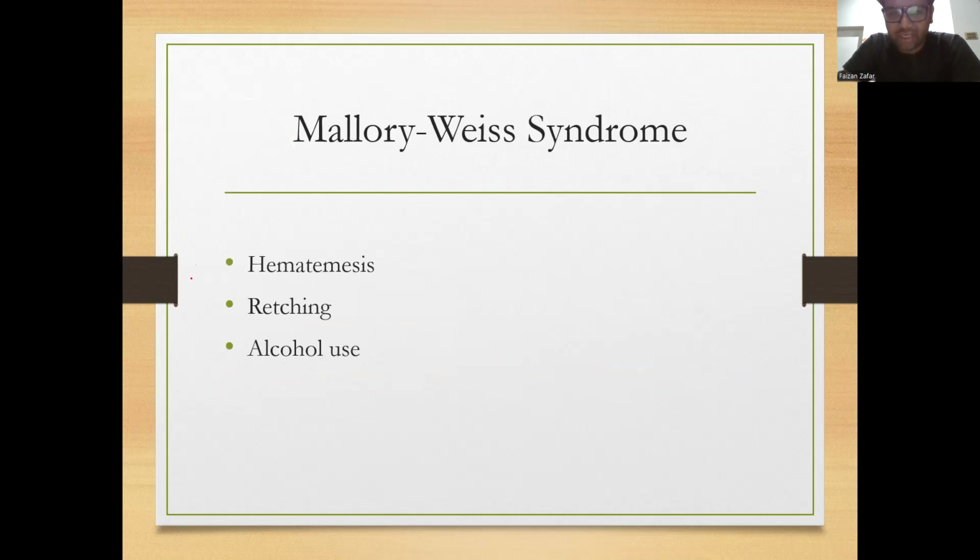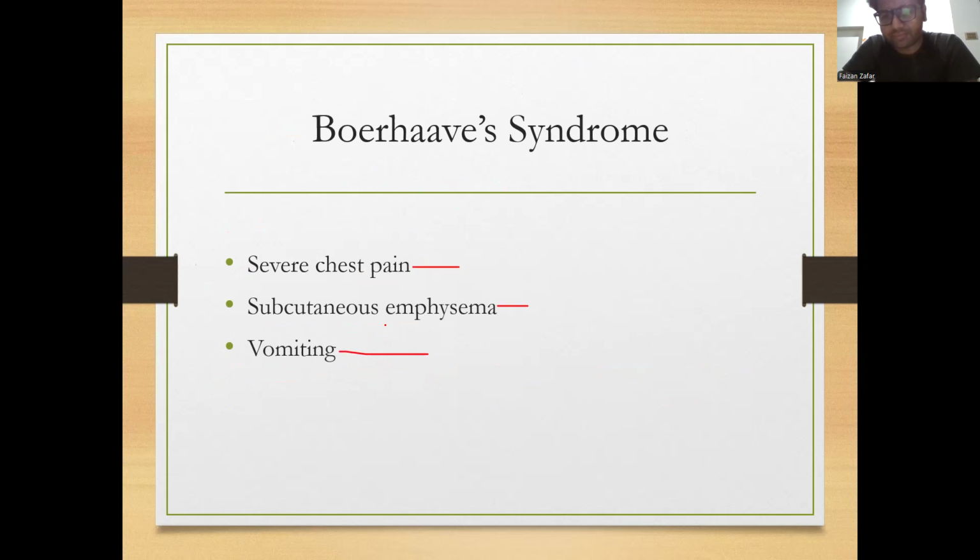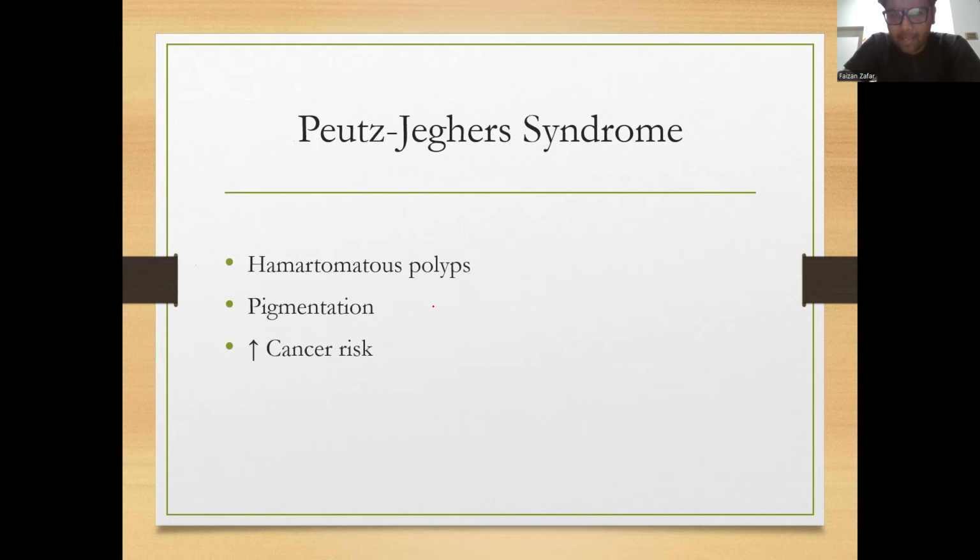Mallory-Weiss syndrome. Mallory-Weiss syndrome is hematemesis, retching, and alcohol use. Boerhaave syndrome is basically severe chest pain, subcutaneous emphysema, and vomiting. Peutz-Jeghers syndrome: you find hamartomatous polyps, pigmentation, and increased risk of cancer.